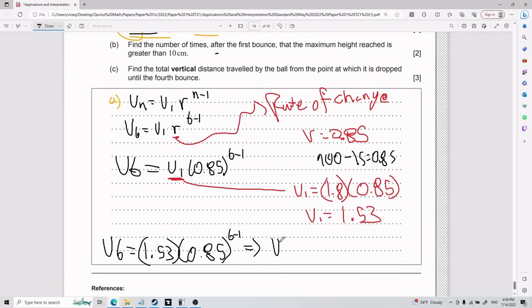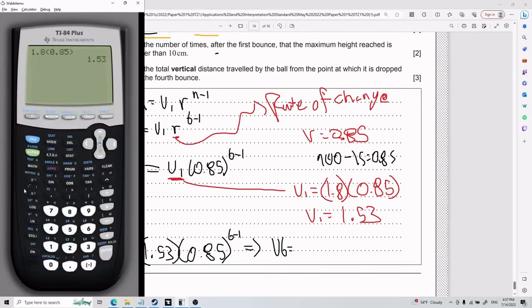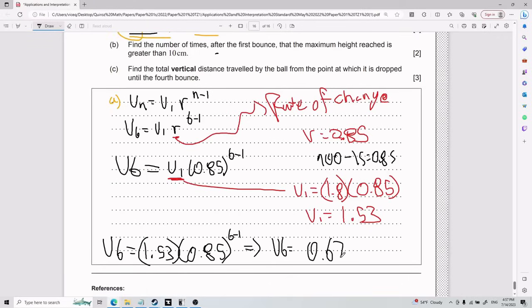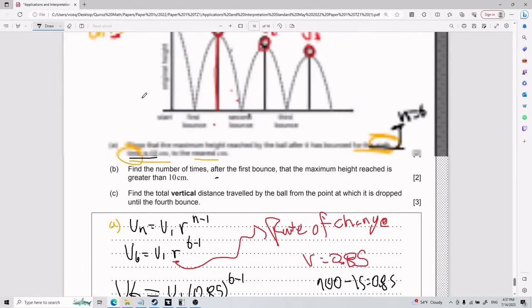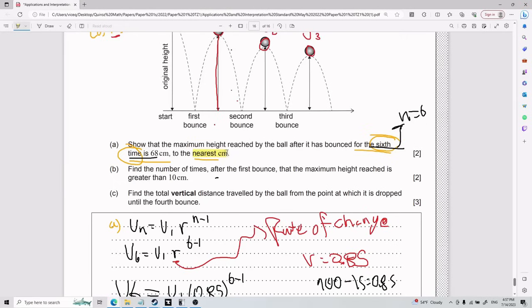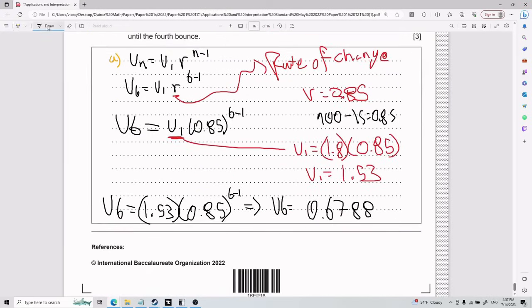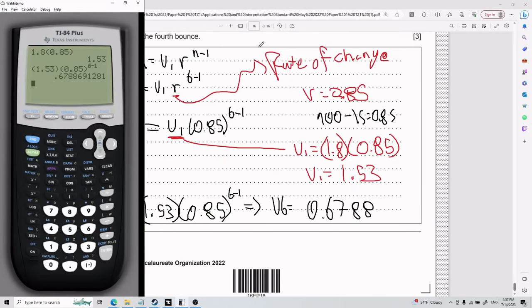You put all of that into your calculator. Let's find out actually. It's going to give me 1.53 times 0.85 to the power of 6 minus 1. It gives me that number, 0.6788. Now, because I need to round it to the nearest centimeter, wait, actually, it gave me a decimal. That's weird. All right, give me a second.